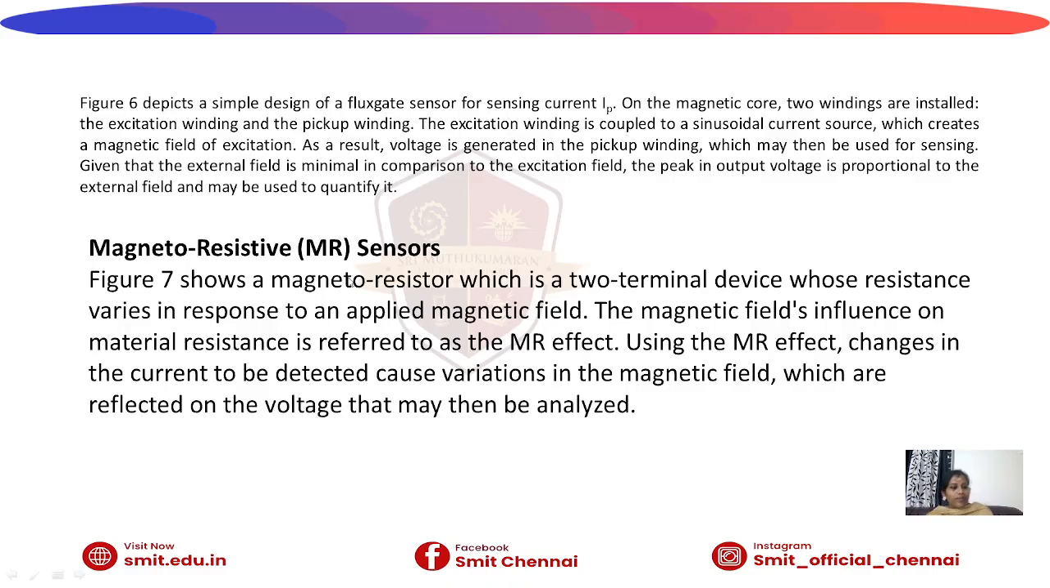Next one is the magnetoresistive sensor, which we already discussed. A magnetoresistive sensor is a two-terminal device whose resistance varies in response to an applied magnetic field. If I apply some magnetic field, there is a change in resistance. That is called a magnetoresistive sensor.